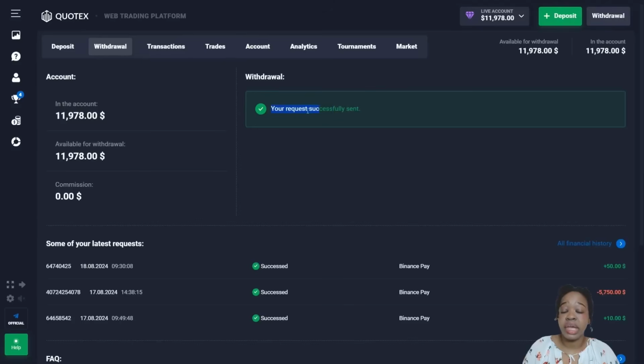This means that it will be accepted in the near future and a sum of $11,900 will be written off from the Quotex platform and into the Binance platform. Now I just need to wait for that moment. After the funds enter my Binance account, I'll show you where and how they are listed.